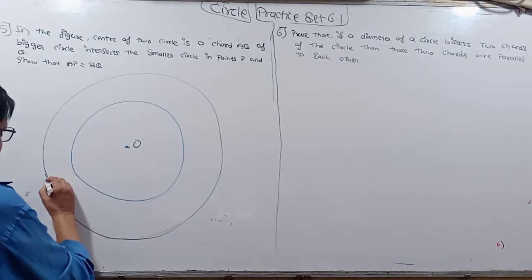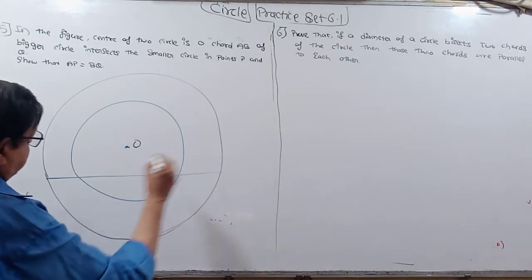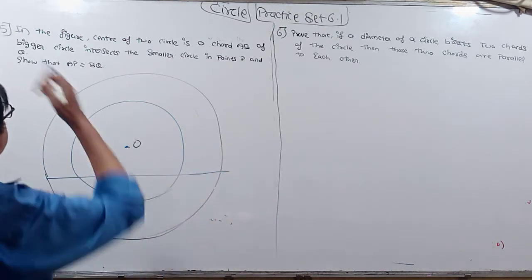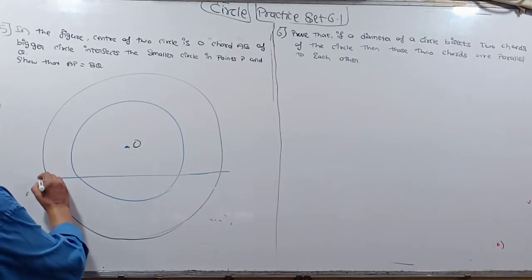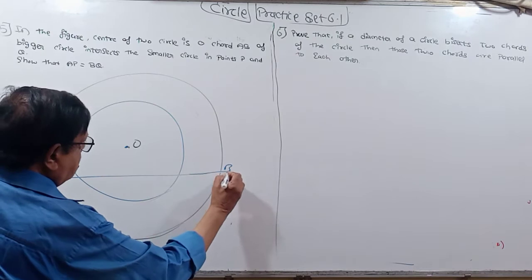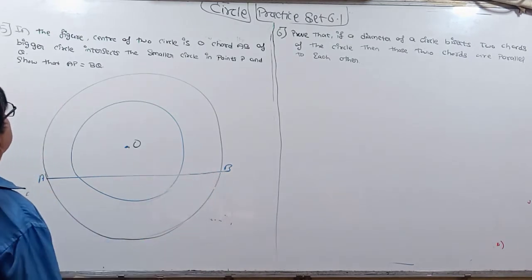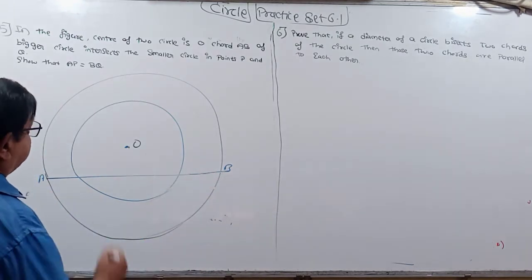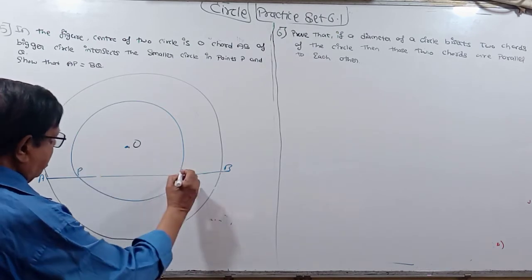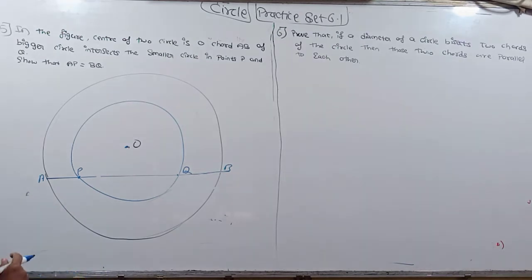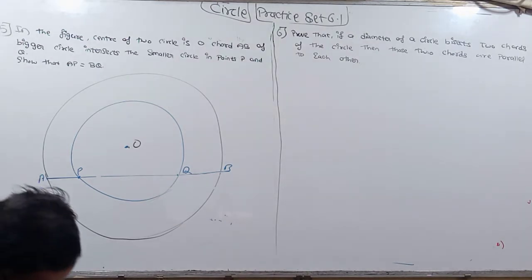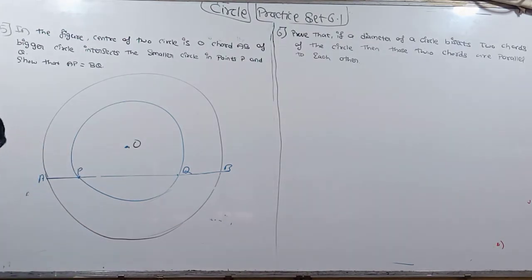Now here we have a chord. The chord AB of the bigger circle intersects the smaller circle in points P and Q. Show that AP equal to PQ. Both are good sums. In fact, for me all sums are good.